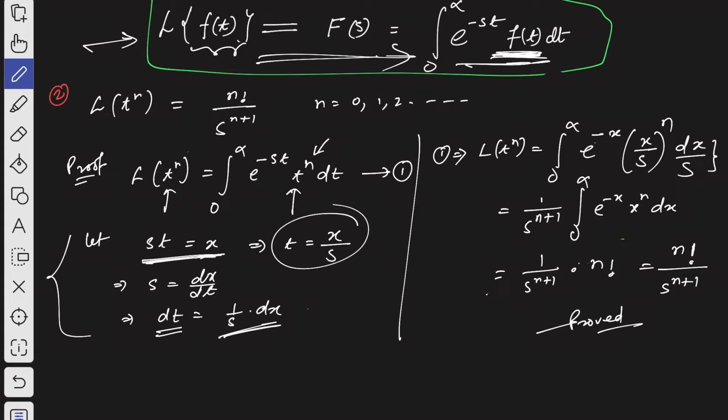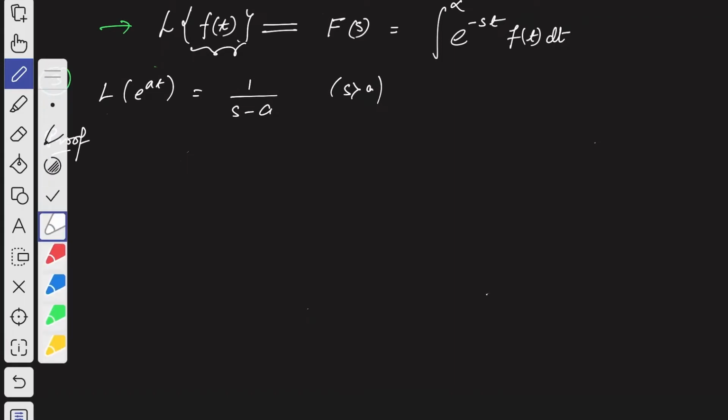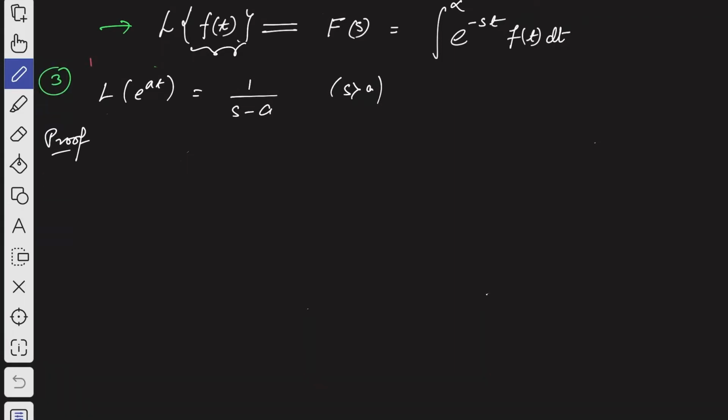Now let's move on to the next formula, formula number 3. Now the third formula is Laplace transformation of e to the power at, and that is equal to 1 by s minus a. So here remember one thing, s is greater than a. So let us prove this formula.